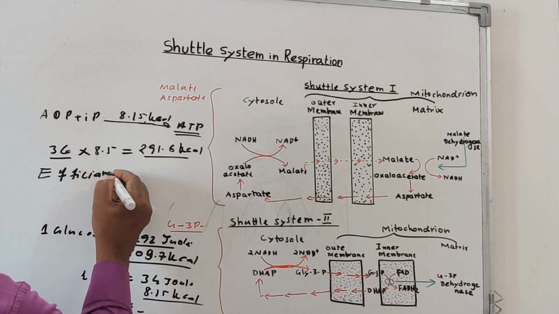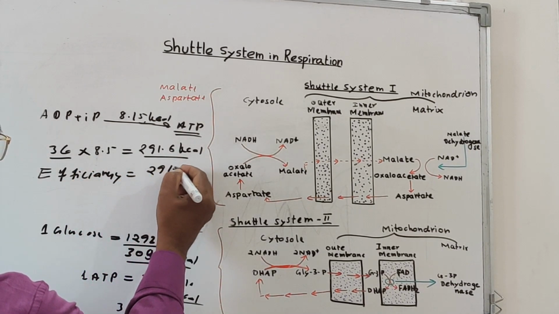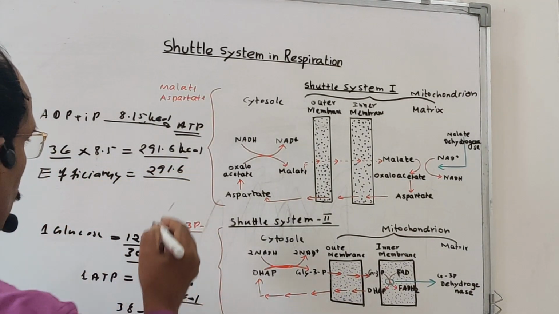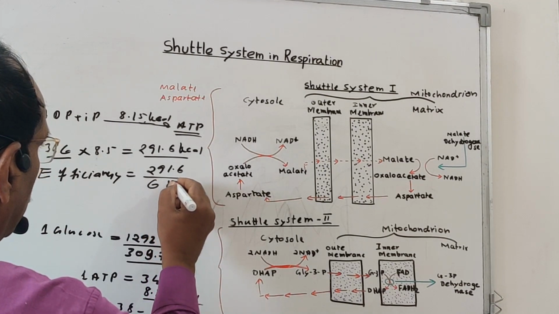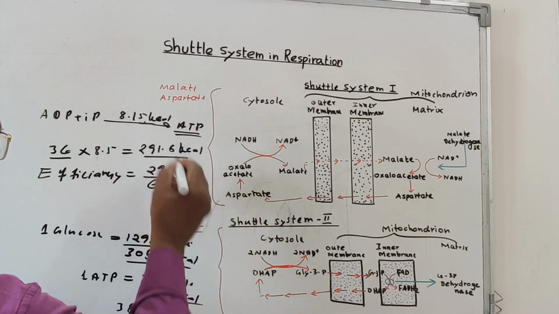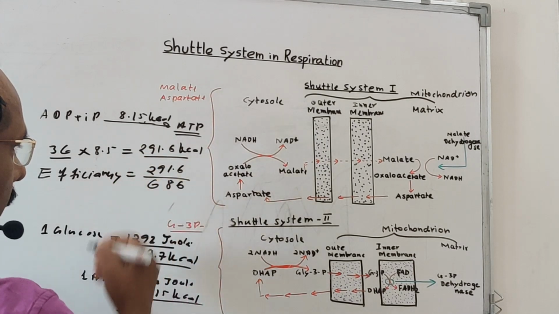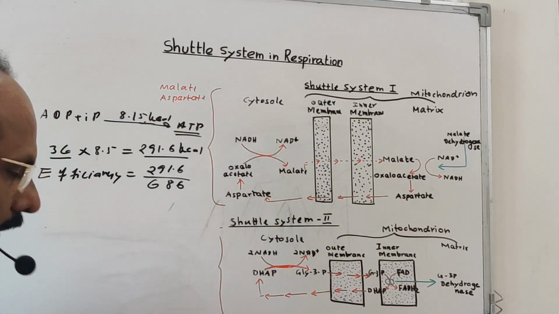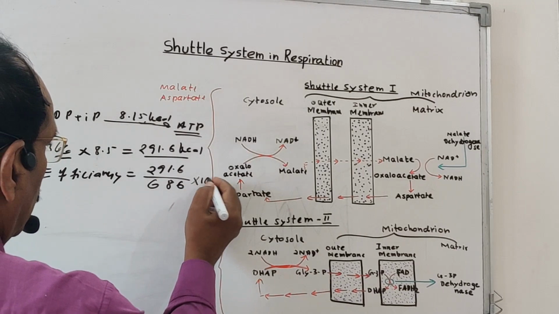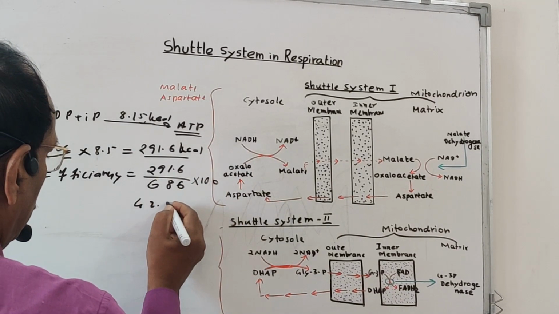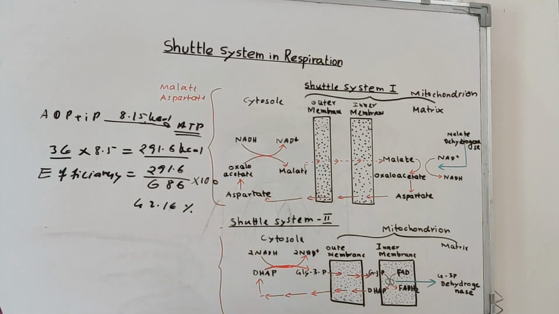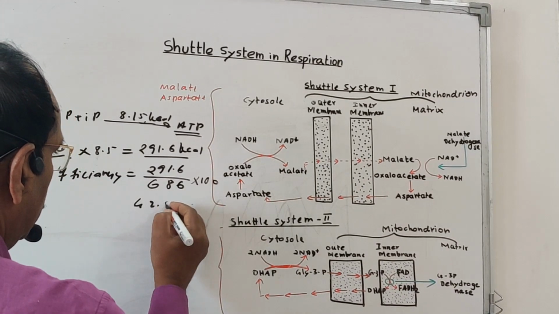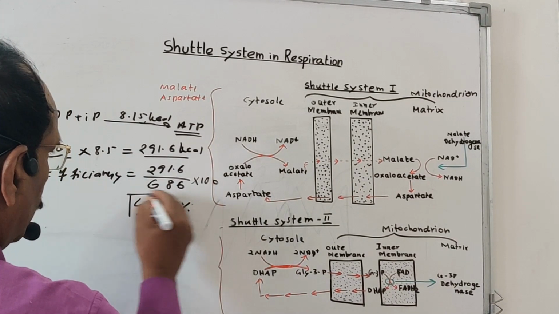Efficiency equals 291.6 kilocalorie. That much energy is stored, and one glucose molecule already contains 686 kilocalorie energy, but we get only this much. That is equal to 42.5%. So multiplied by 100%, you will get 42.50% energy conserved by the photosynthetic mechanism.